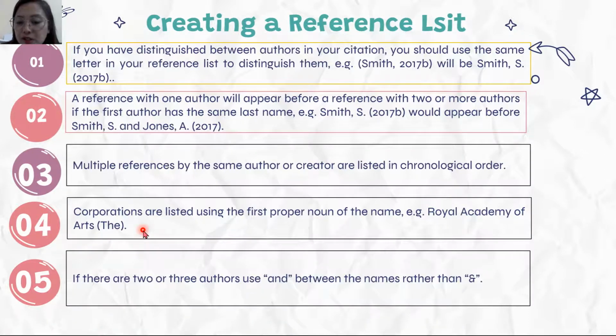For two or three authors, use and between the names rather than an ampersand. So, for example, Smith S and Jones A, 2017. Two or more authors, that is. But in APA style, what happens in their reference list is Smith, S., and then Jones A 2017. It is still the same.